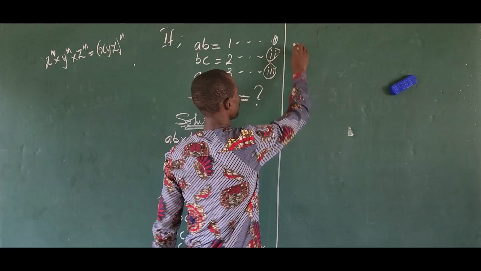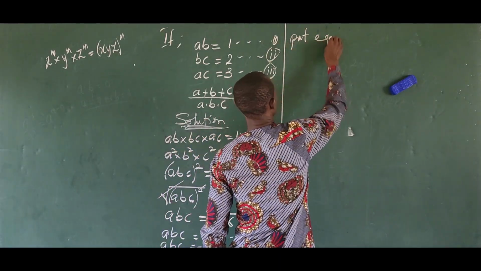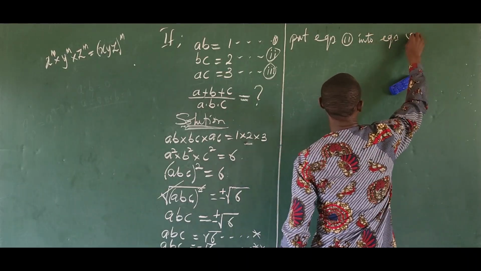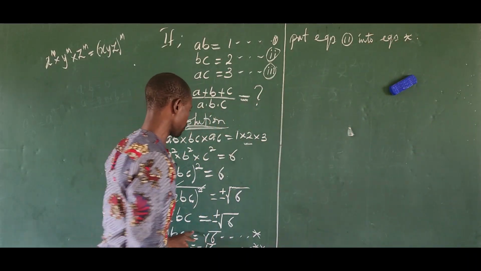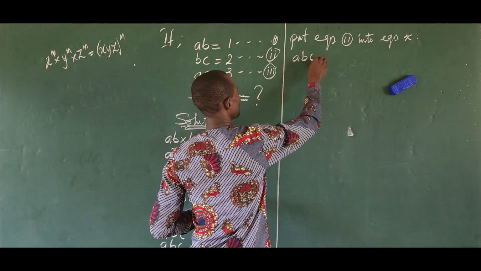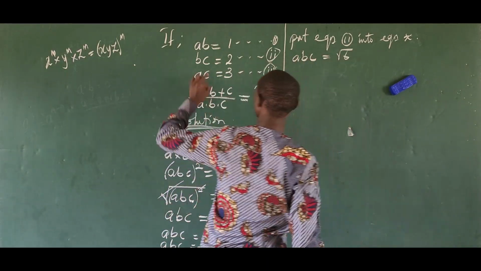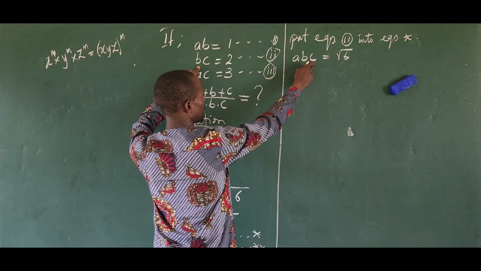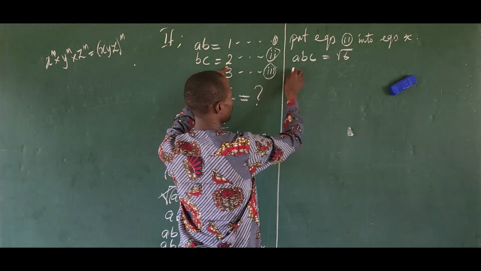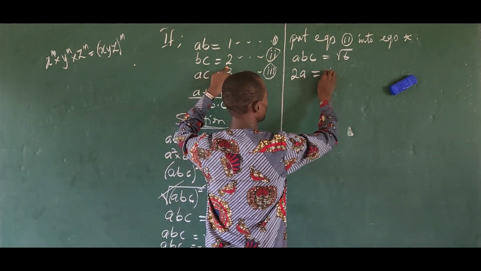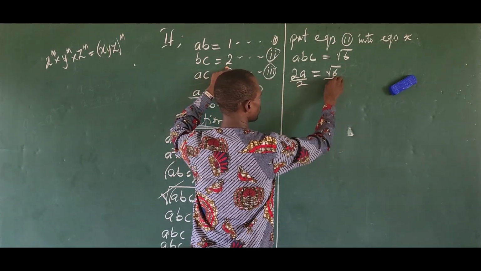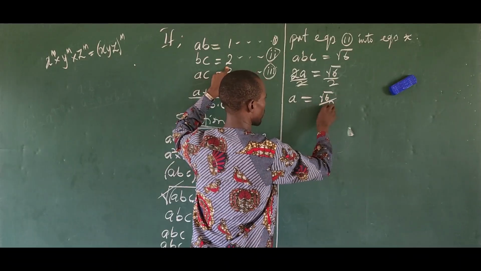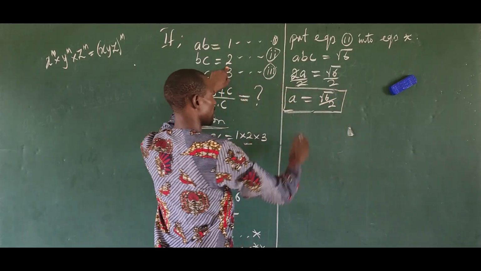So let's take the first one. We put equation 2 into equation star. If we do that, taking the first one, we're going to have ABC is equal to the square root of 6. Look at our equation 2. We have it to be BC, and the value is 2. So from here, this is going to give us 2A is equal to the square root of 6. Divided by 2, divided by 2, cancel, cancel. So we have A is equal to the square root of 6 all over 2. So we've gotten the value of our A here.